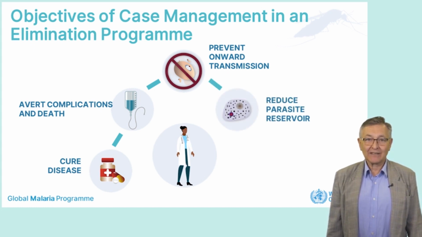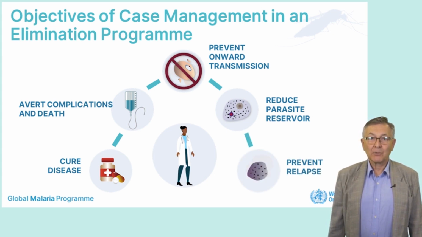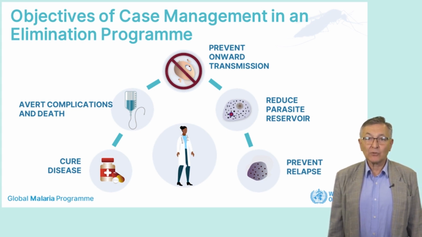In elimination settings, good case management can also reduce the size of the parasite reservoir by providing supervised treatment, including radical cure for Plasmodium vivax and Plasmodium ovale, in which a full course of primaquine is given based on the patient's G6PD deficiency status. Providing a full course of primaquine to clear the liver stage parasites reduces the chance of a future relapse and the chance of onward transmission.